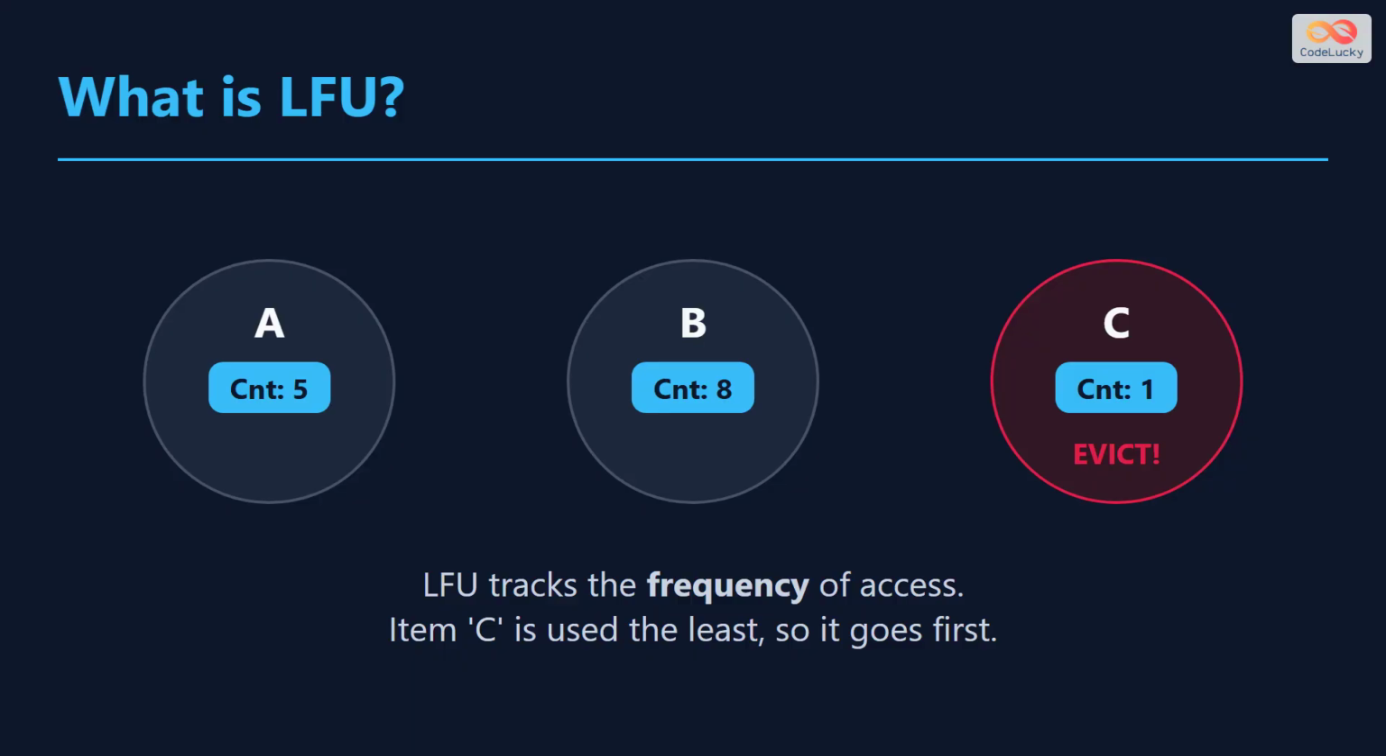So what exactly is LFU? It stands for least frequently used. The concept is simple. We track how many times each item is accessed. When we need space, we remove the item with the lowest access count. If item C has been used only once, while A and B have been used many times, C gets evicted.